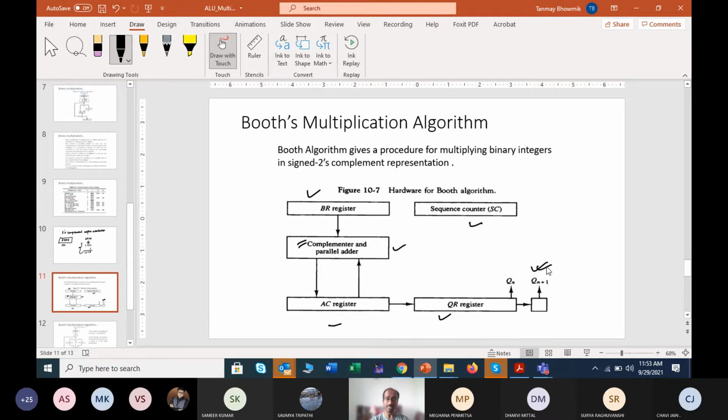Okay, so previously we were just calculating this Qn. Based on the Qn, we were deciding whether you are getting a 1 or 0. If you are getting a 1, you are simply taking the multiplicand.